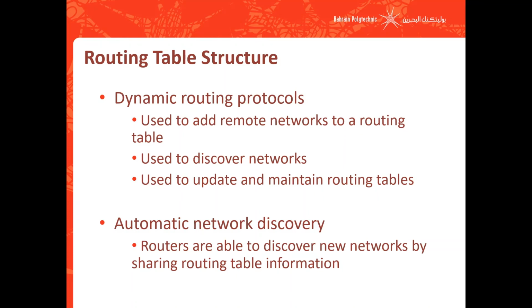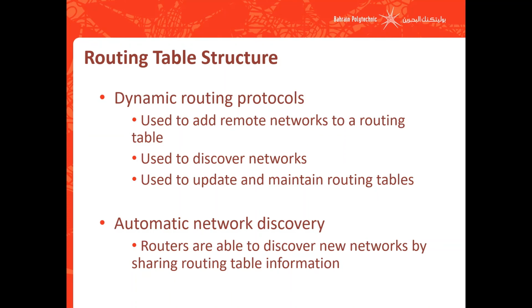the routes to the routing table, and it can even automatically discover new networks. So if another network has joined your network, it can automatically identify it and update the routing tables accordingly. Then there is automatic network discovery. This is what I just said: routers share information about their routing tables so that they can automatically discover new networks that are on the network.